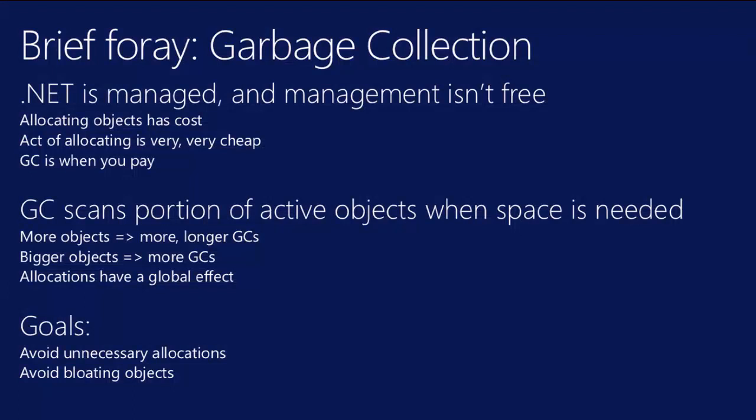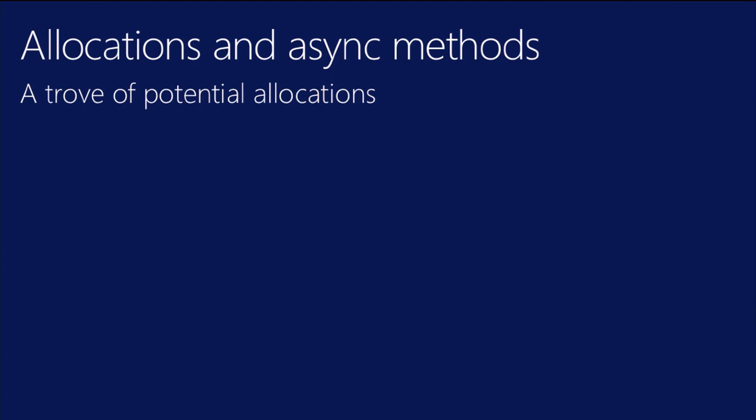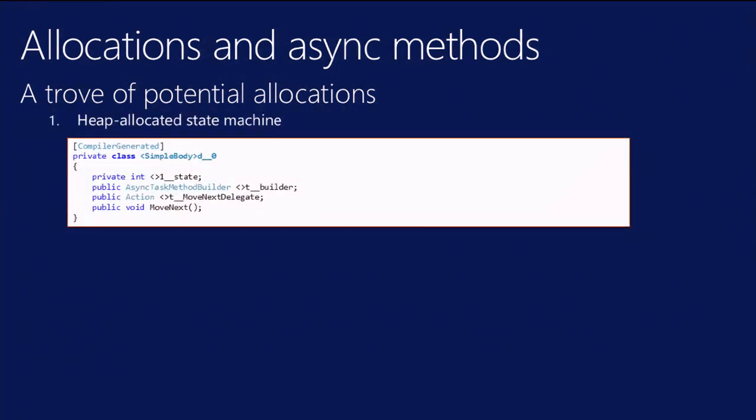So what you want to do is avoid unnecessary allocations, and avoid bloating the objects that you're going to allocate. And this is true in general, right, for any kind of method that you're defining in a library. But for async methods, there's certain unique allocations that show up. For example, if I have an async method, what's one of the things I might have? Well, I need to have this state machine.